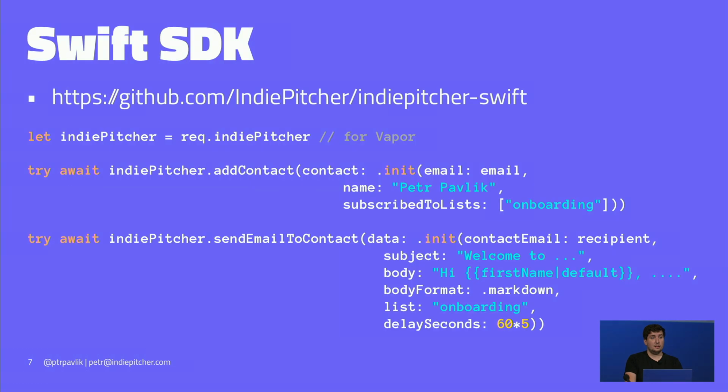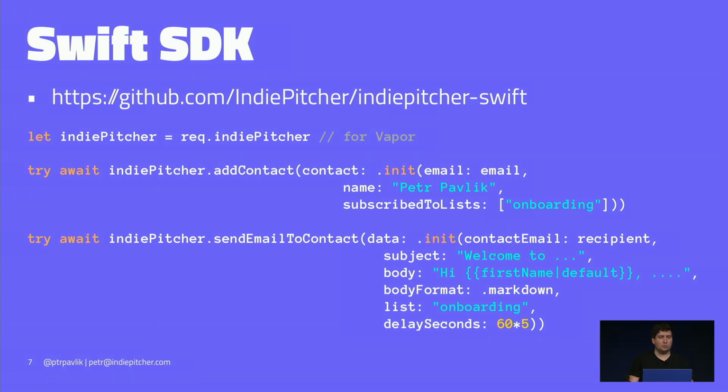And there's a ServerSide.swift SDK for this. It works with Vapor. It works with Hummingbird. You can use it with AWS Lambda as well.